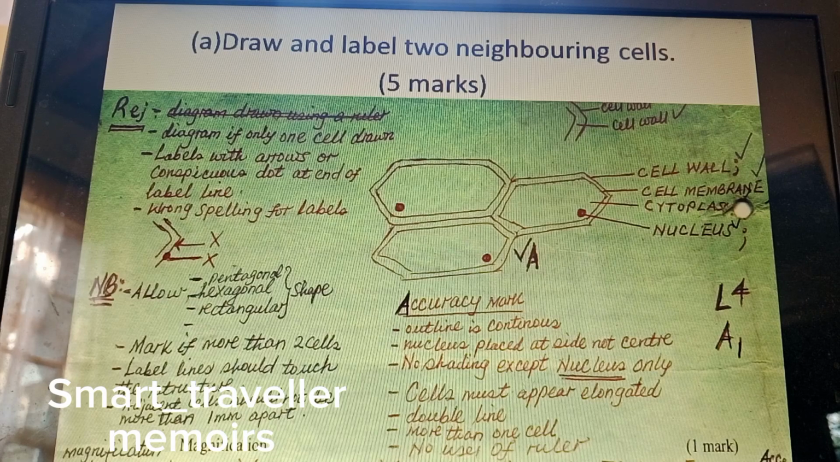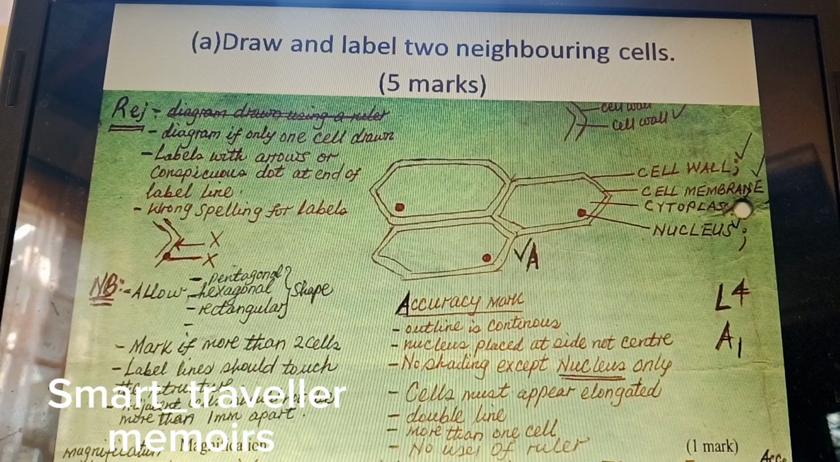Then accuracy mark. Outline is continuous. Nucleus placed at side, not center. No shading except nucleus only. Cells must appear elongated. Double line. More than 1 cell. No use of ruler.